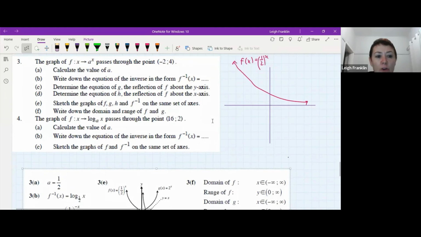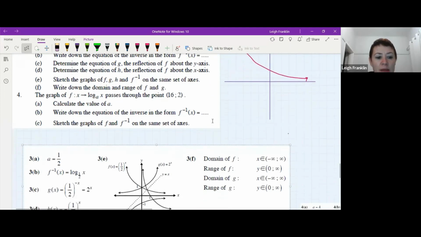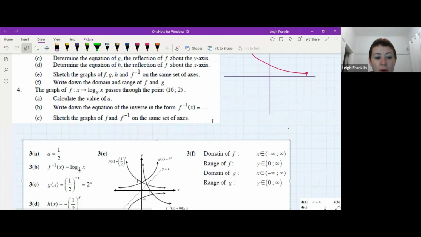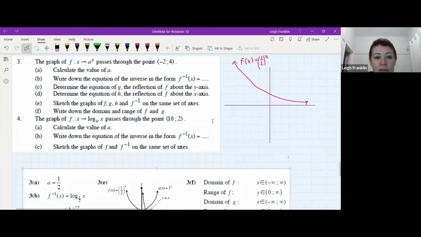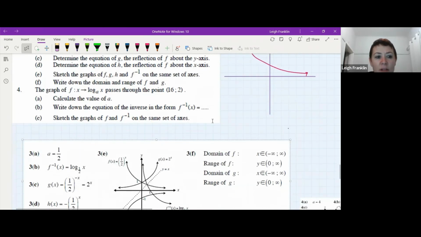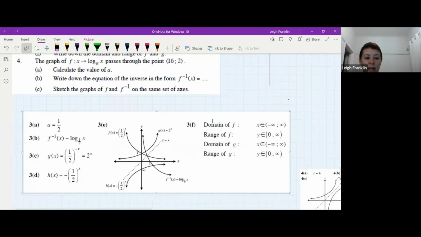So in 3A, you should have got a as a half. Then in 3B, the inverse, you should have got f to the minus 1 of x equals log base half of x. Then in question C, the equation of g, the reflection in the y-axis, you should have got g of x equals 2 to the x. For D, the equation of h, the reflection of f in the x-axis, you should have got h of x equals minus half to the x.